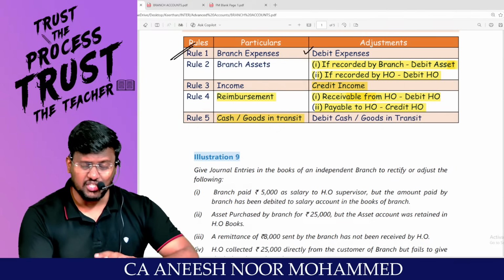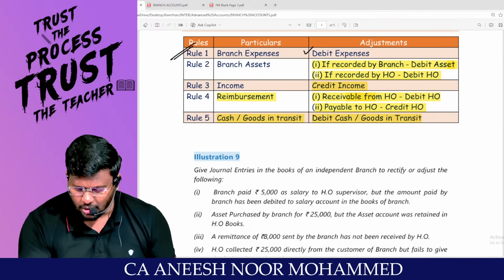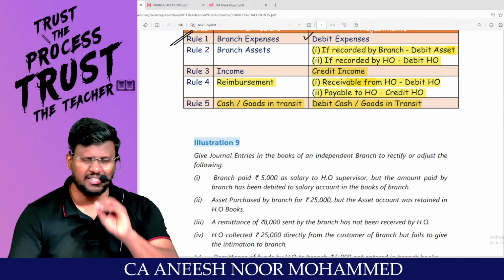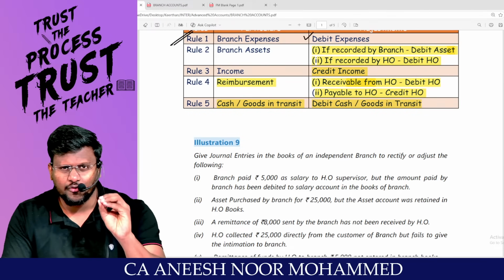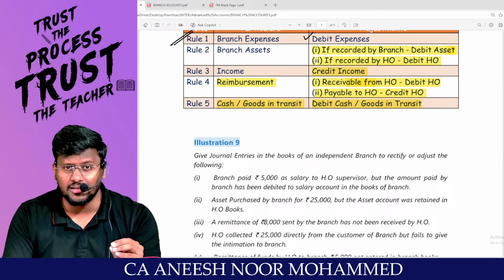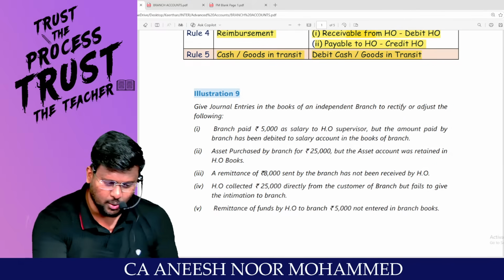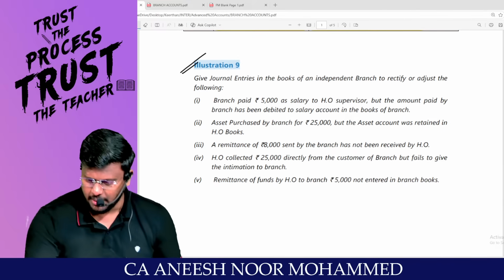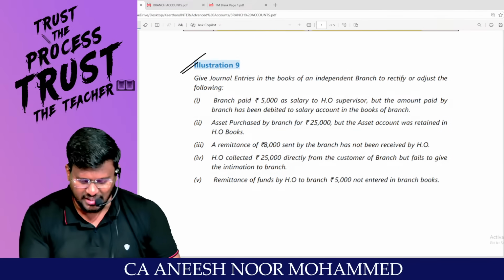Sir, cash or goods in transit. Please debit or credit the cash or goods in transit. These are the basic 5 things which we should keep in mind when we are going to write the entry. We are going to try one question. This may be a 4 to 5 mark or 6 mark question in the exam.